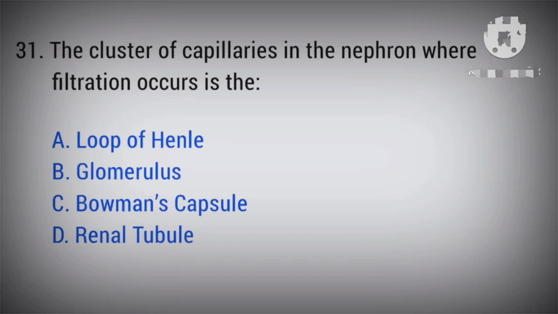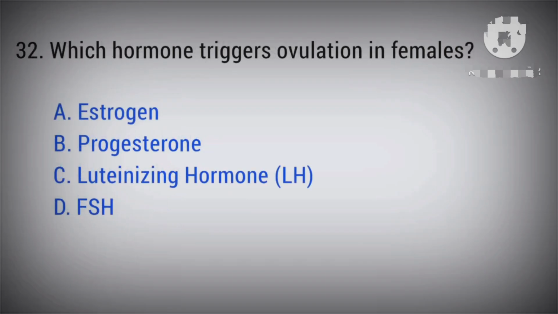Question 31. The cluster of capillaries in the nephron where filtration occurs is the. The right answer is option B, glomerulus. Question 32. Which hormone triggers ovulation in females? The right answer is option C, luteinizing hormone, LH.